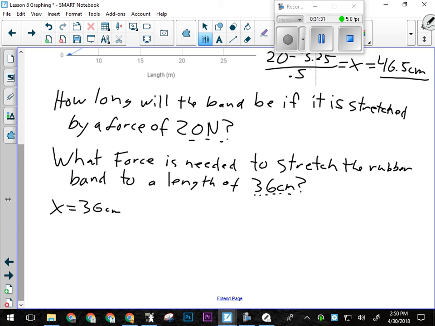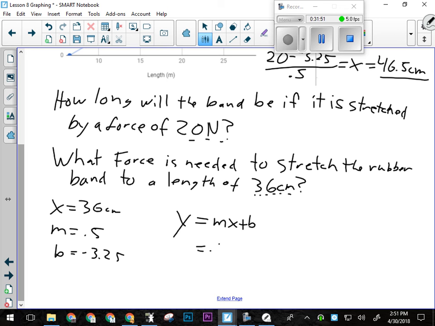Okay, we already know that M is 0.5, and we know that B is negative 3.25. Right, so we know those numbers. All we don't have is Y. And Y equals M times X plus B. So we don't even have to manipulate. We just need to put the other numbers that we have into the equation.